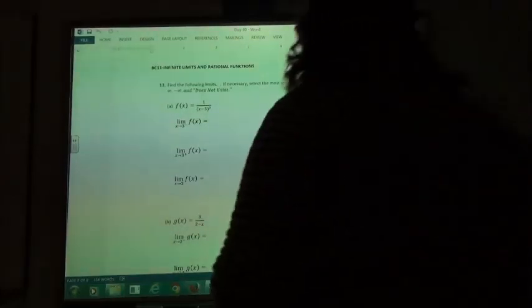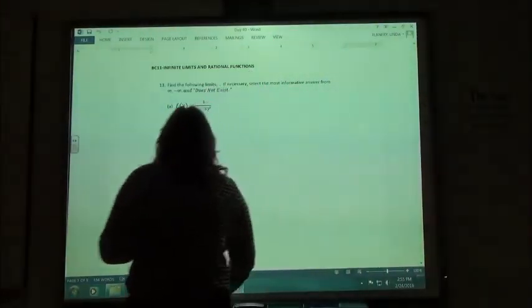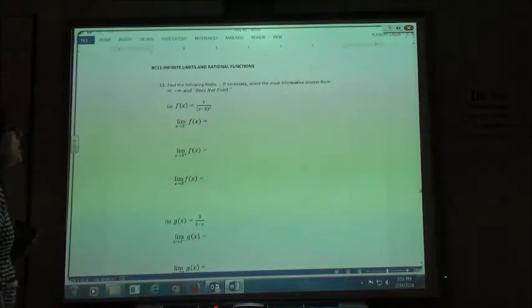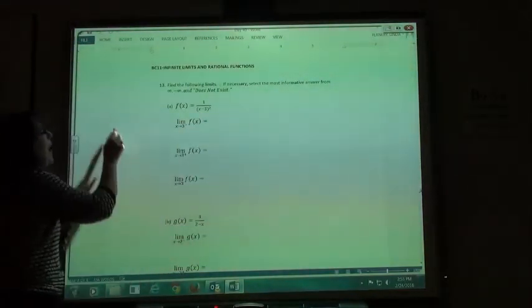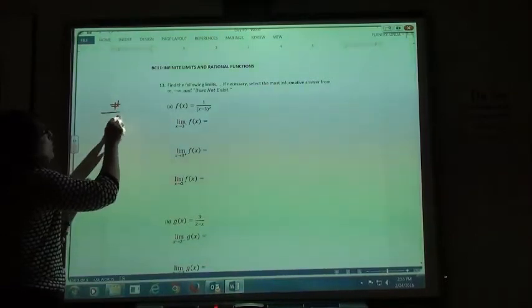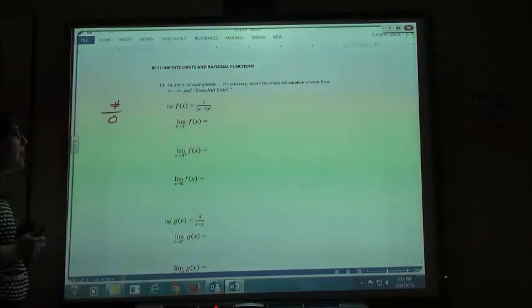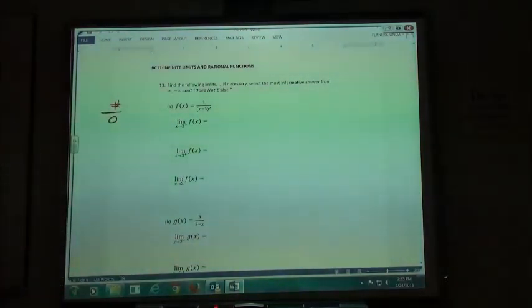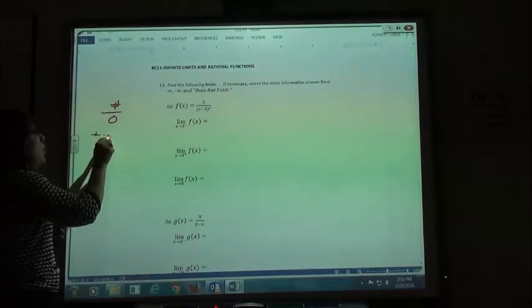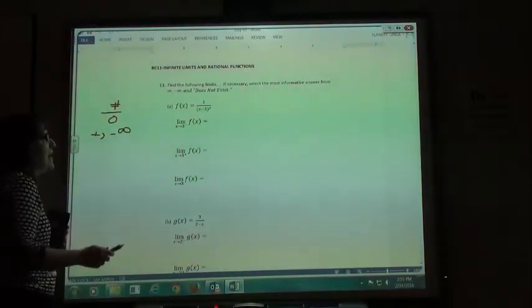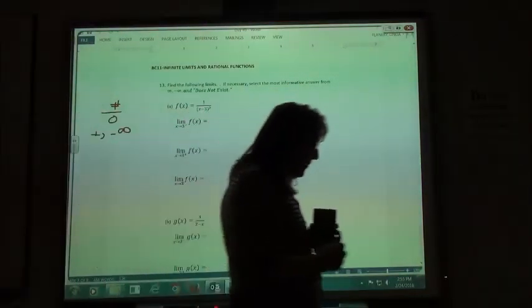All right, 13, 14, and 15. The last ones on here are ones where if you do the test, as x approaches 3, I would get a number over 0. And division by 0 is undefined. If it's not 0 over 0 and you have a number over 0, you're either going to get plus or minus infinity when you plug those in.